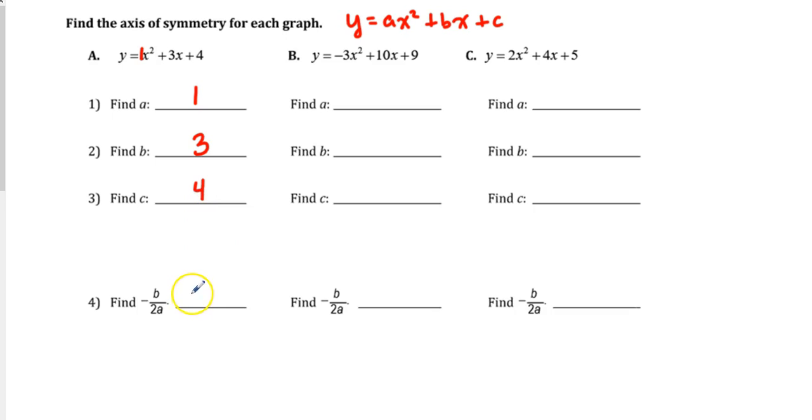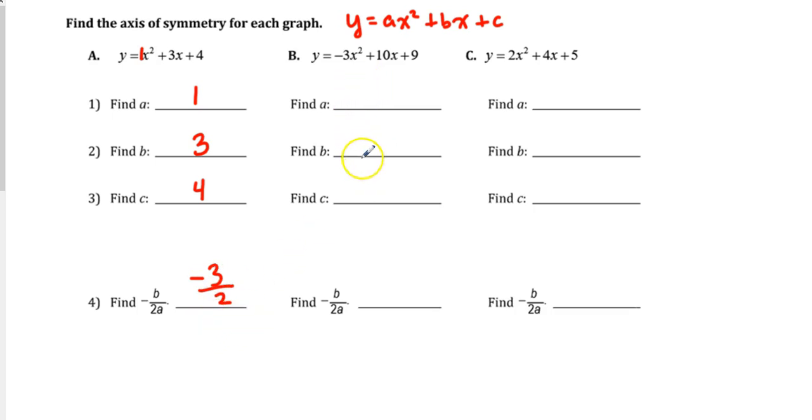So when it comes time to find the opposite of b over 2a, the axis of symmetry expression, we're going to substitute opposite of 3 all over 2 times 1. Well, that's 2, right? So negative 3/2.